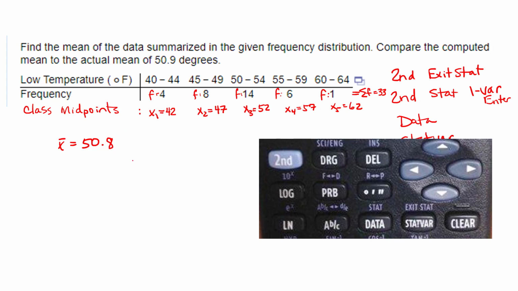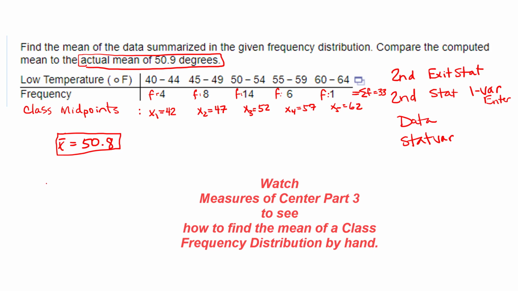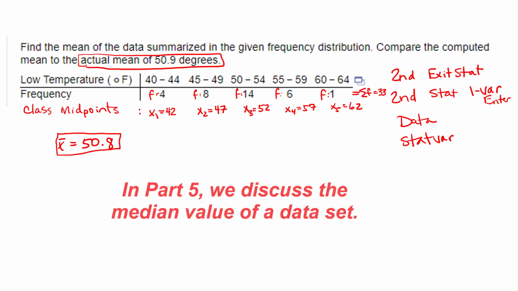All right, now let's compare that to the actual mean of the data that was calculated for us. Someone went in and looked at the original data, the one before they transferred it into a class frequency distribution, and they got 50.9. It's different, of course, because they had the actual data, but it's similar enough to be useful. And that's what we're looking for in statistics: is it a similar enough calculation to be useful? And it is. So that's how you find what? The mean of a class frequency distribution.